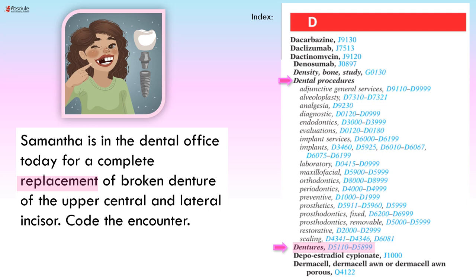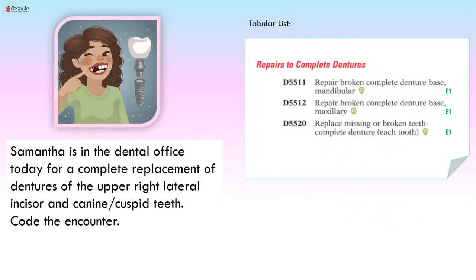All right, coders, if you're following with me on the handout, turn to the next page. Next slide, and then we can see the tabular list. So here we are now in our tabular list. The code range from the index took us to repairs to complete dentures. It looks like we're in the right place so far, but there are only three codes to choose from. You have D5511 for repair. That's definitely not what we're looking for. D5512 is a repair of broken complete denture base. No, that's not what we're looking for either.